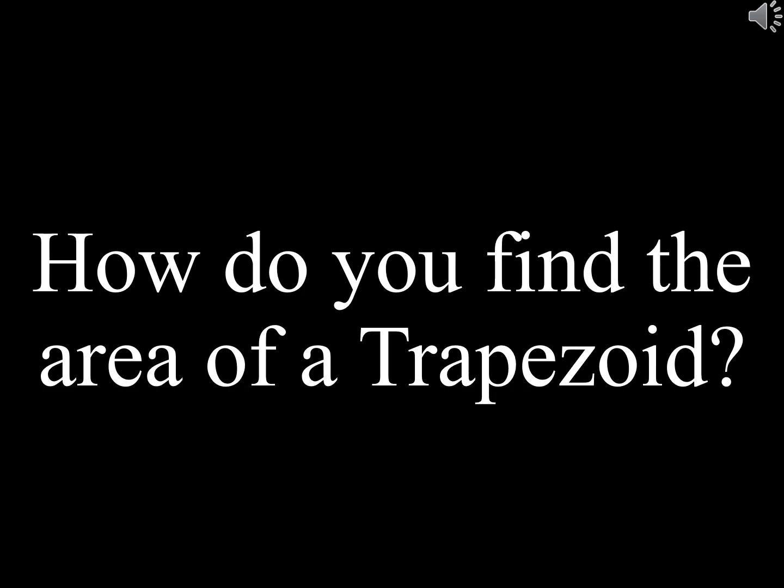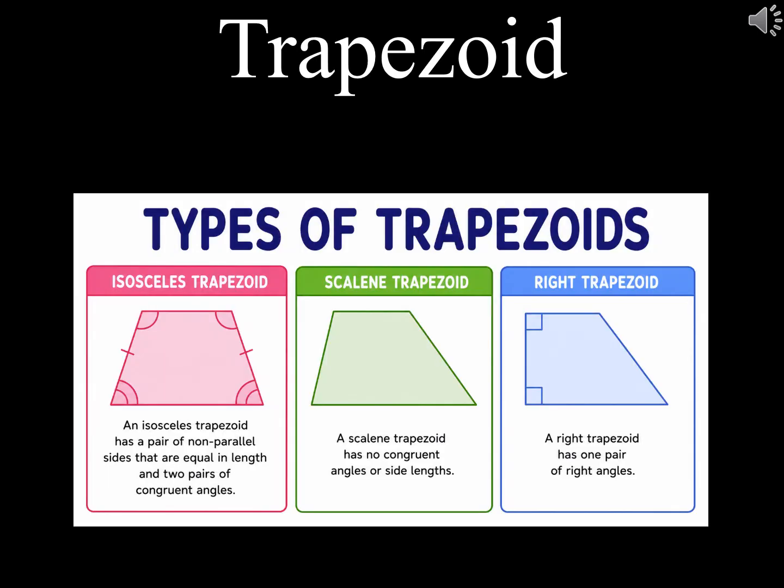Today, we're going to learn how we find the area of a trapezoid. A trapezoid is a type of quadrilateral, which means it has four sides. A trapezoid has one pair of parallel sides called bases. The other two sides are called the legs.